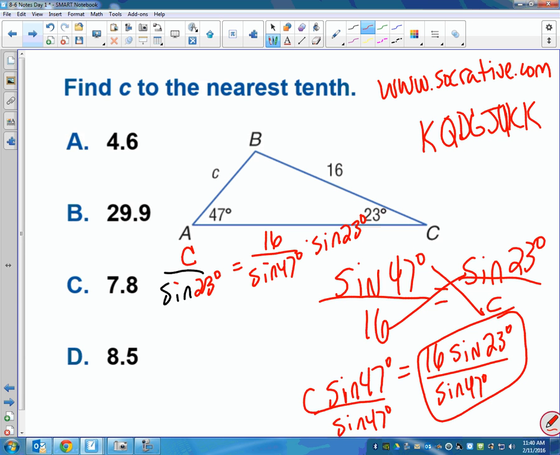I got D. Did you get D? Seems like everyone that's logged in got D.